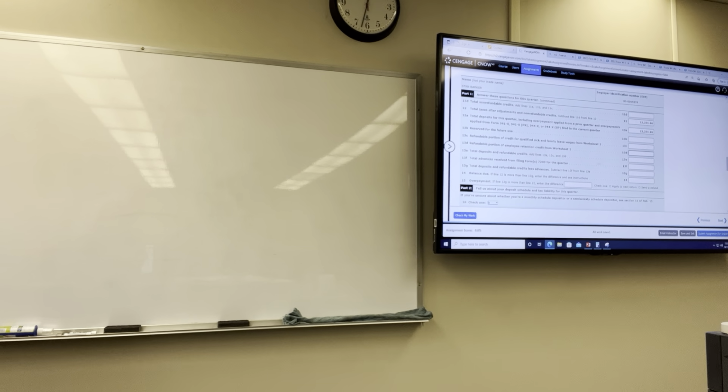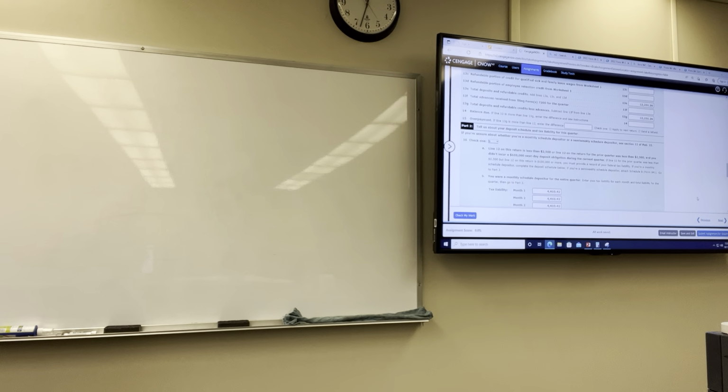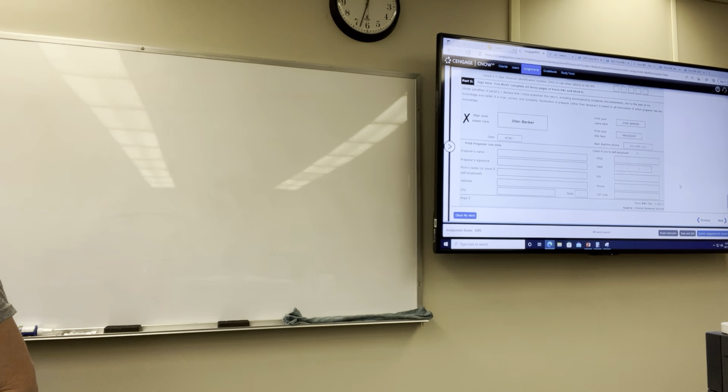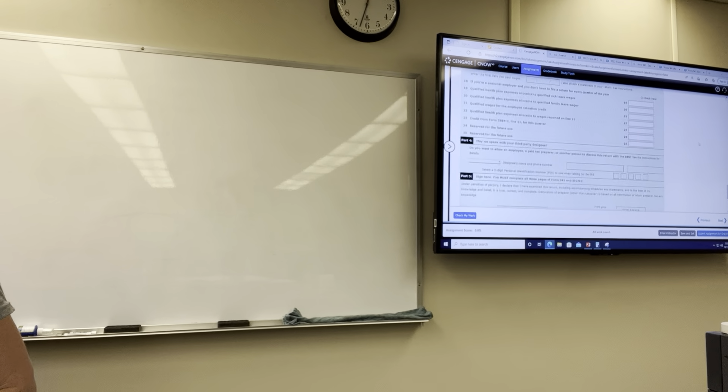Nothing here. Total deposits and refundable. There. Total deposits. You do need to make sure that if you need to make a calculation in a line, you enter it in. Don't leave it blank. Balance due, none. Overpayment, none. All right, there's Stan Barker, he's already signed it. Let's check our work.